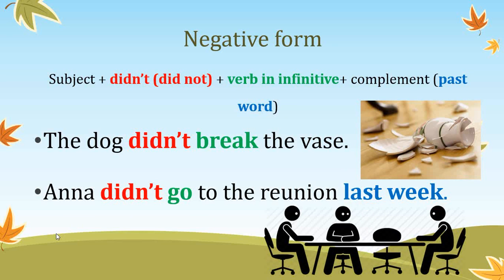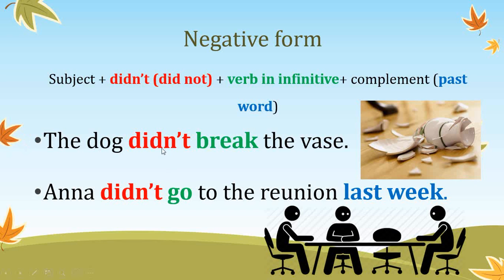Negative form. The structure for the negative form is subject plus didn't, or did not if you don't want to use the contracted form, plus the verb, this is very important, the verb in infinitive, okay? Plus the complement. And if we want to, we can use a past word. For example, the dog didn't break the vase.